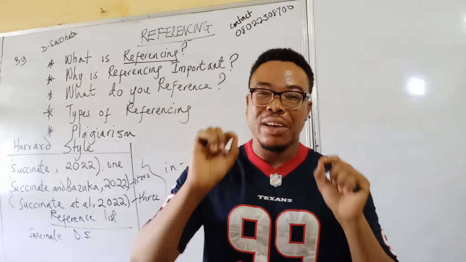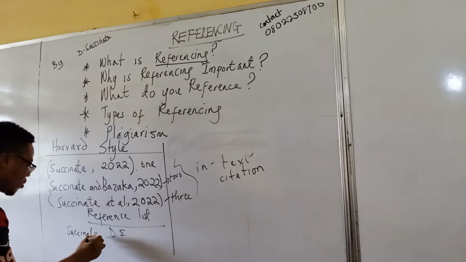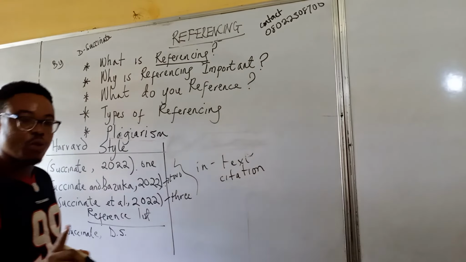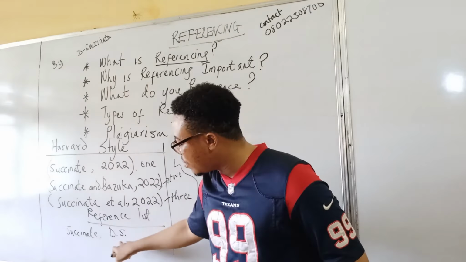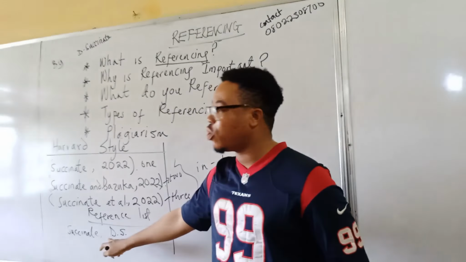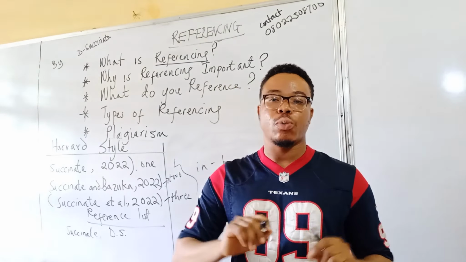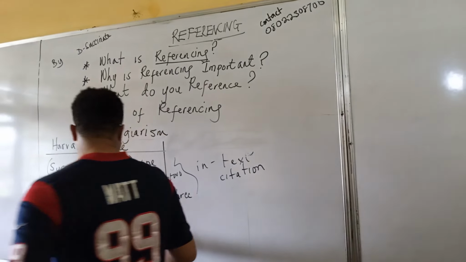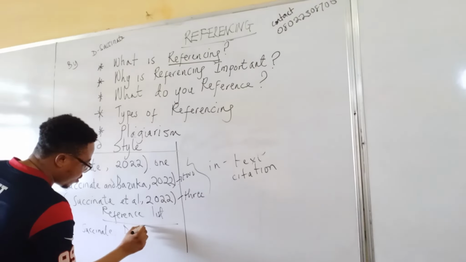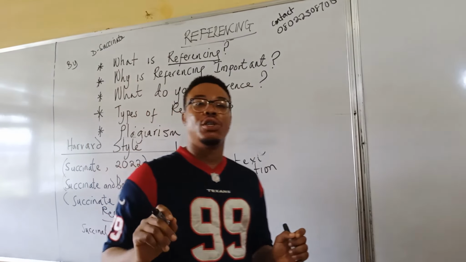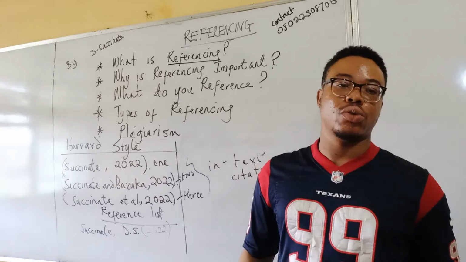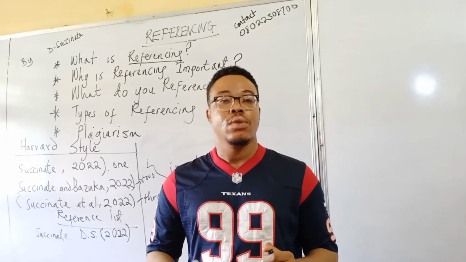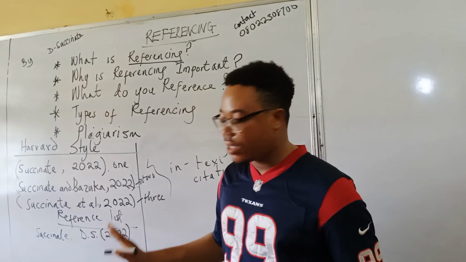So when you've written the surname, then put a comma. Please put a comma. There's a comma after the surname. The initials are usually written and a full stop follows them. Please take note of that. Then after that, you put the year of publication, that's 2022. Please take note, 2022.